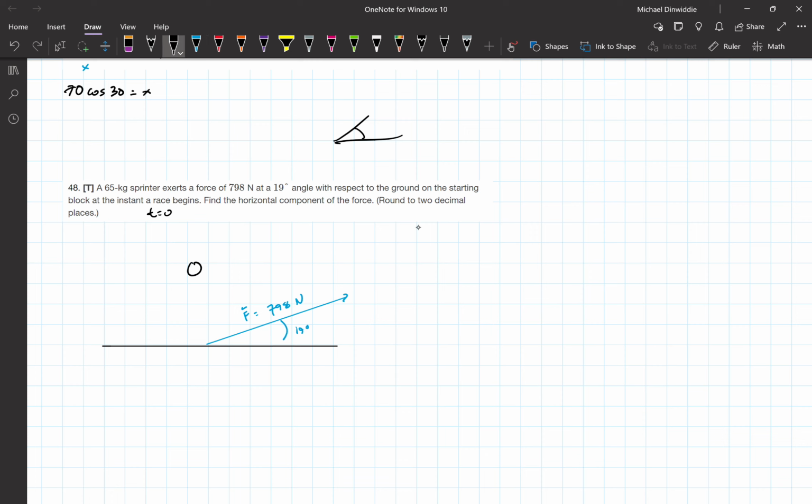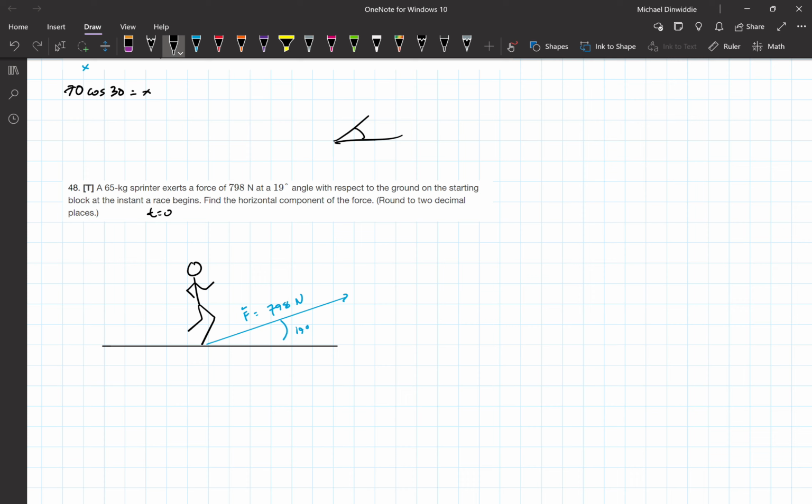If you think about it, as a person, you're going to be doing two things when you're running. You're going to be pushing up to keep yourself moving upwards and not falling down, and you're going to be pushing forwards so that you actually go where you're looking and where you want to go. So we're talking about the forwards force that we're pushing here, the horizontal component of that force.